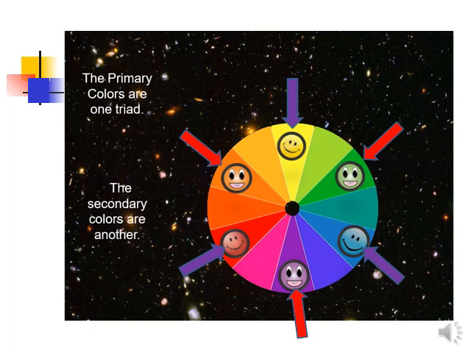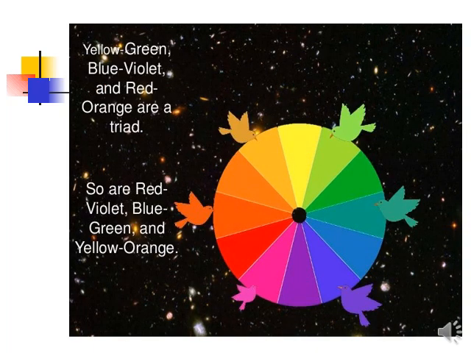So the primary colors are one group. This group is named the primary colors triad. And the second one is the secondary colors. The third triad is yellow green, blue violet, and red orange. This is the colors on the color wheel. And we have red violet, blue green, and yellow orange as another triad.